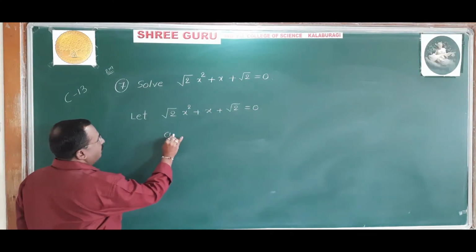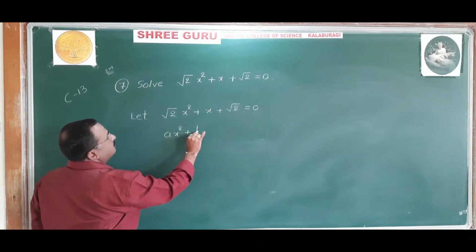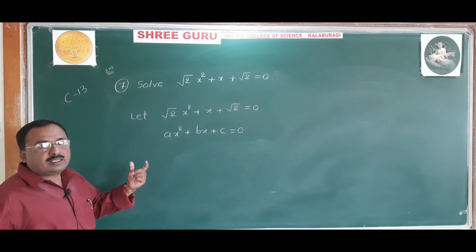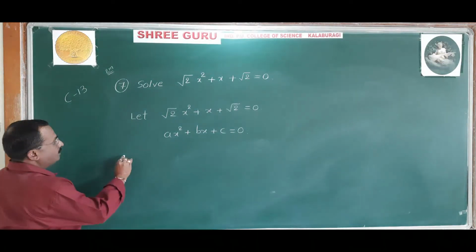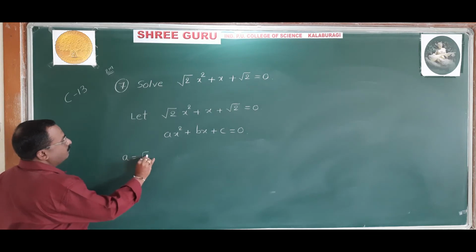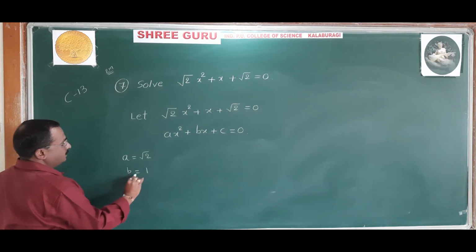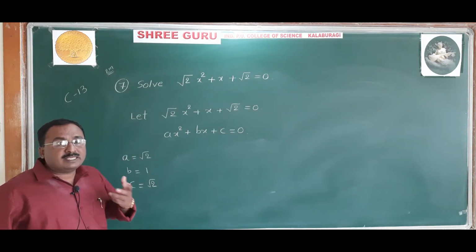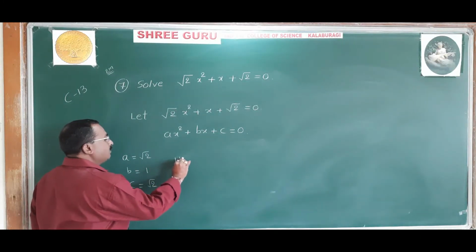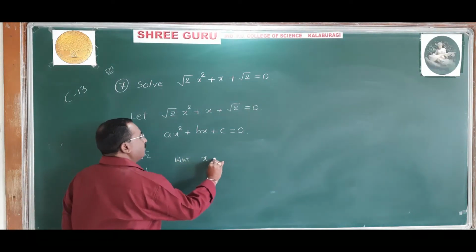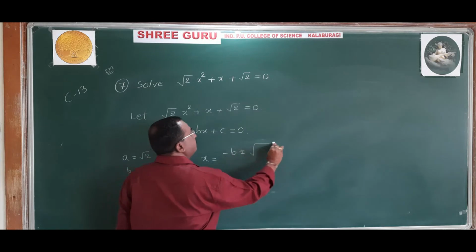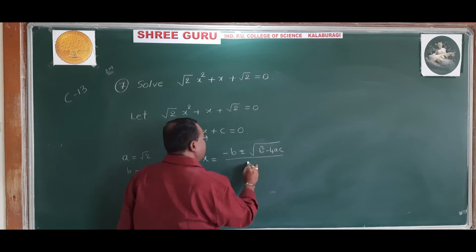That is in the form of ax square plus bx plus c is equal to 0, where a, b, c are real coefficients. a is equal to root 2, b value 1, c value root 2. Non-factorizable form, by using the formula we know that x is equal to minus b plus or minus square root of b square minus 4ac divided by 2a.